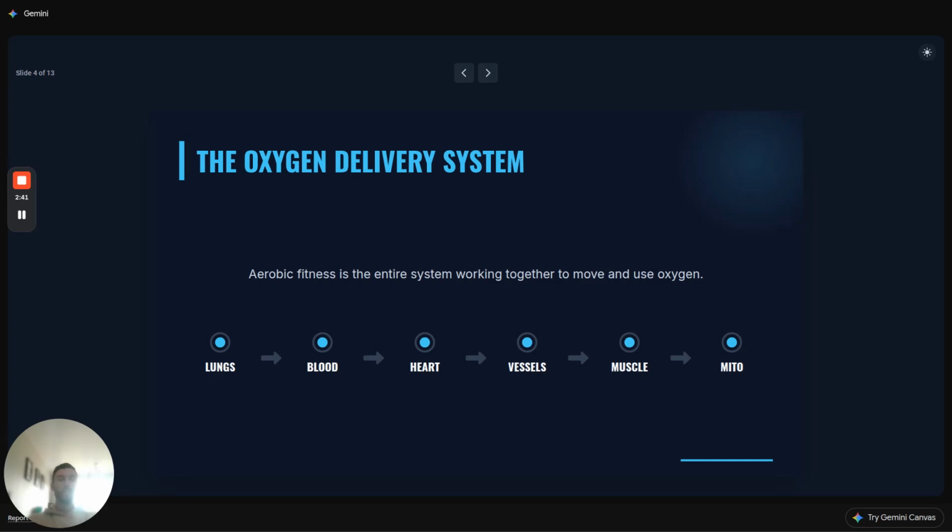And this is really important because your aerobic fitness isn't just about your lungs. It's the entire system working together. Your lungs have to get the oxygen into the blood, your heart has to pump the blood, your blood vessels have to deliver it, and your muscles have to be able to use it. If you improve different parts of the system, you improve your ability to produce energy aerobically.